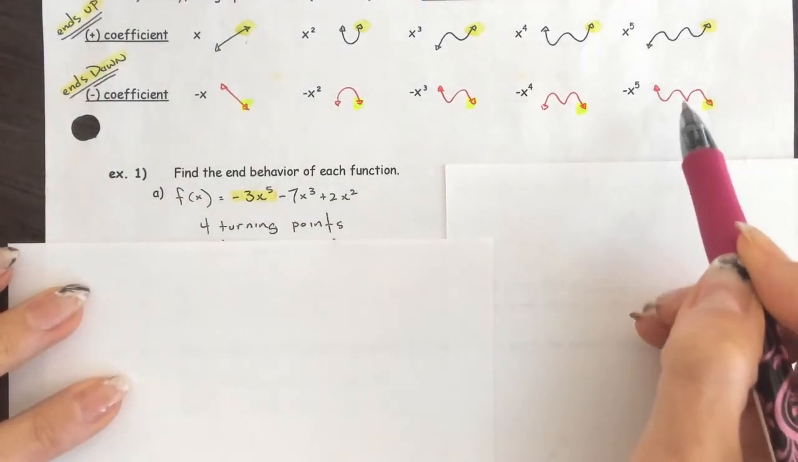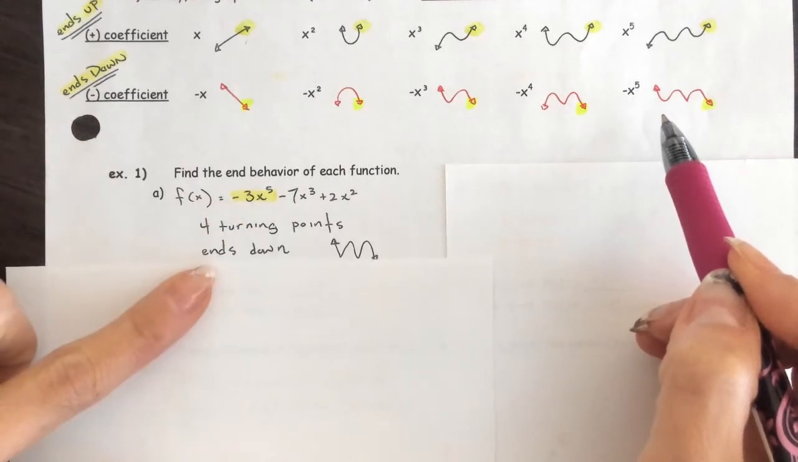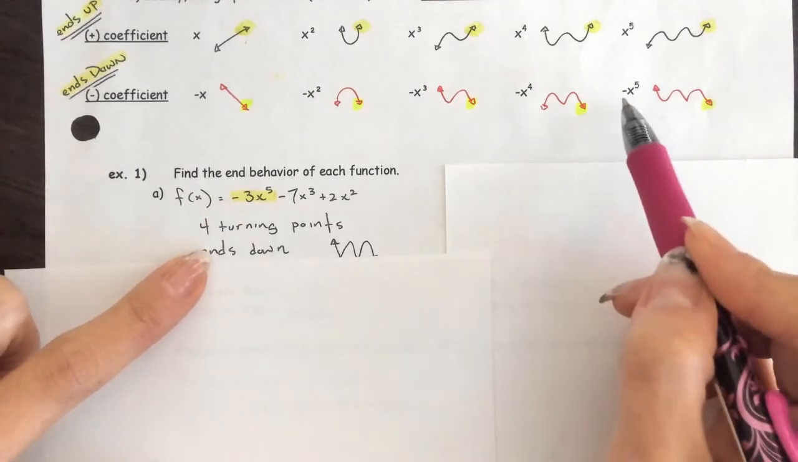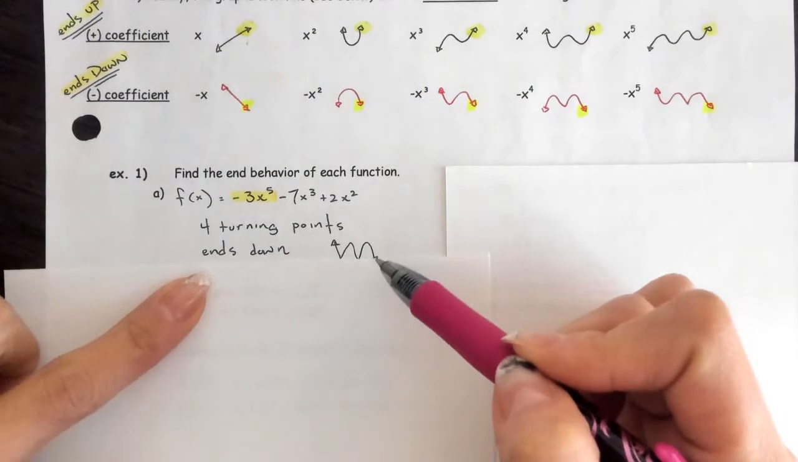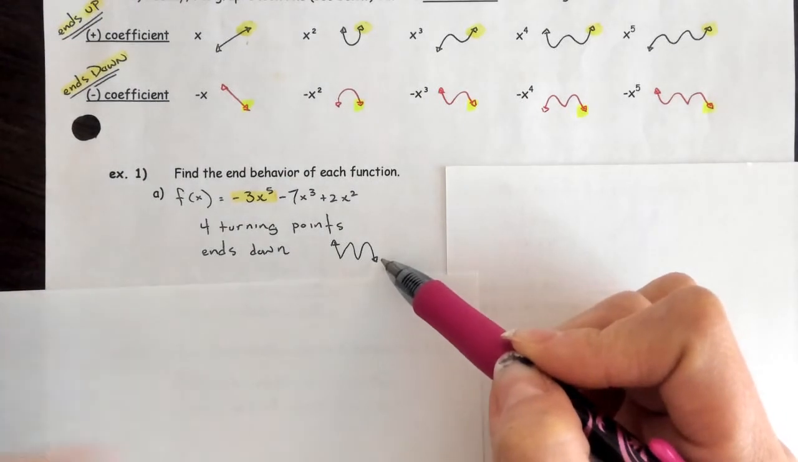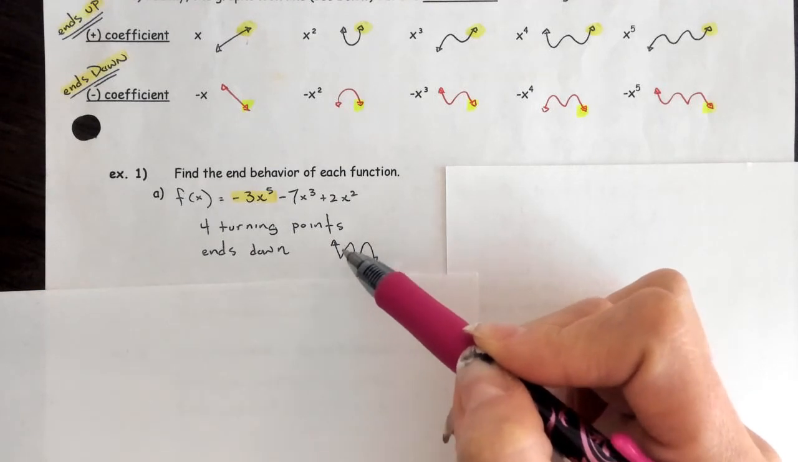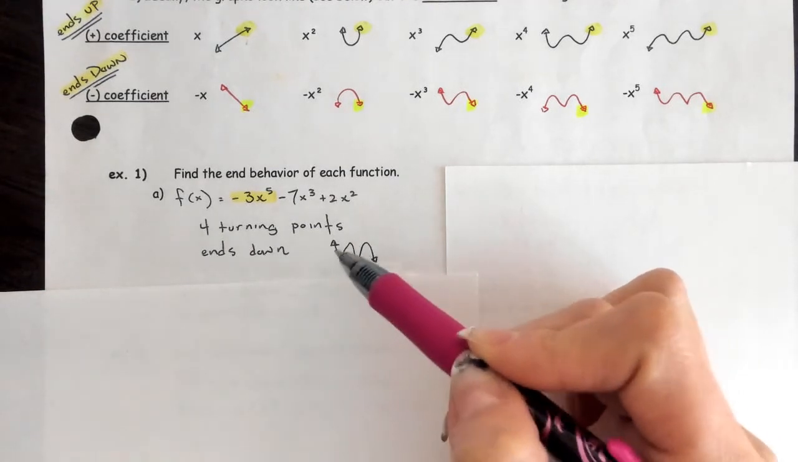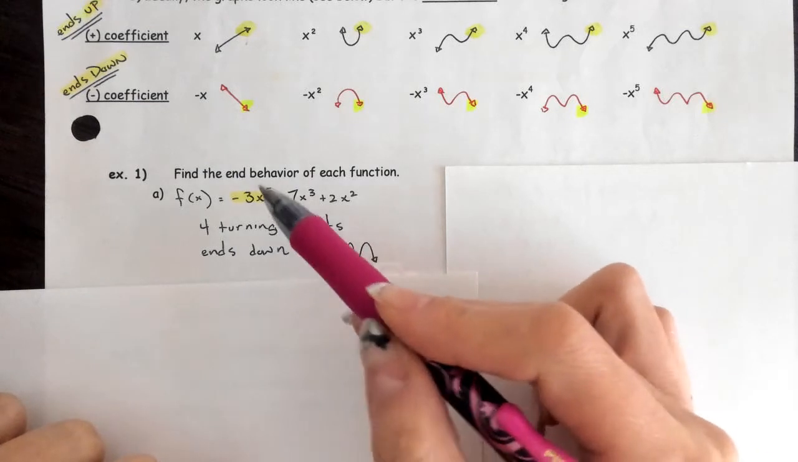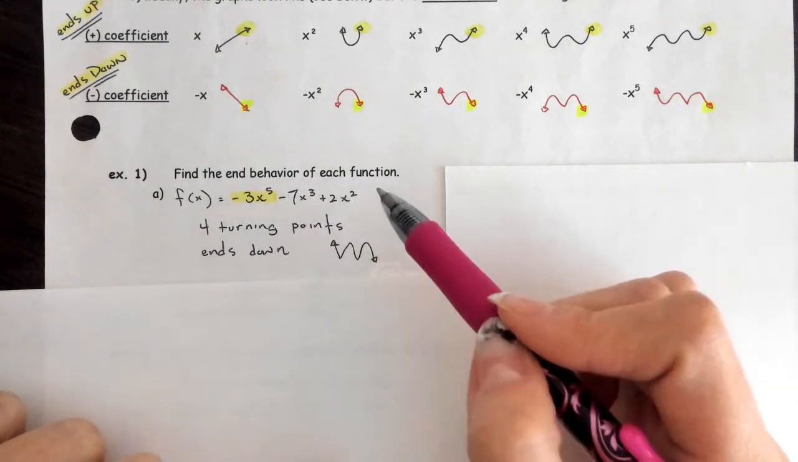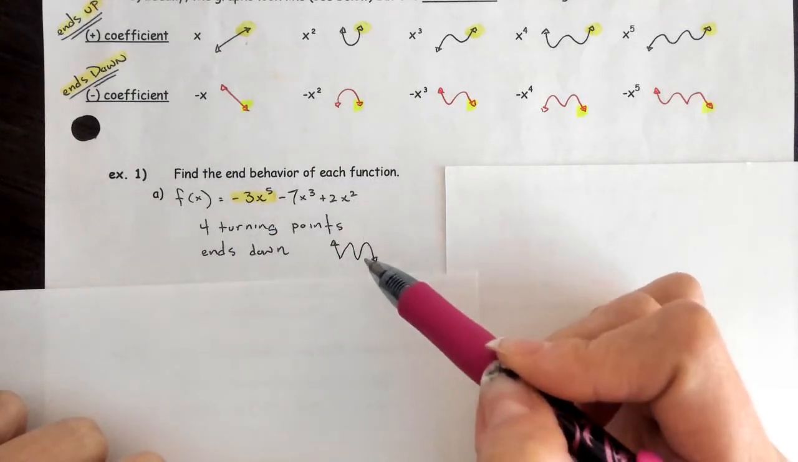So it has 1, 2, 3, 4 turning points. It ends down, I can tell because it's a negative in front. And if I start here, I draw starting from the end. So it ends down and I go 1, 2, 3, 4, and then it goes like that. So this is generally what negative 3x to the fifth looks like. That's going to tell you the end behavior of this function.